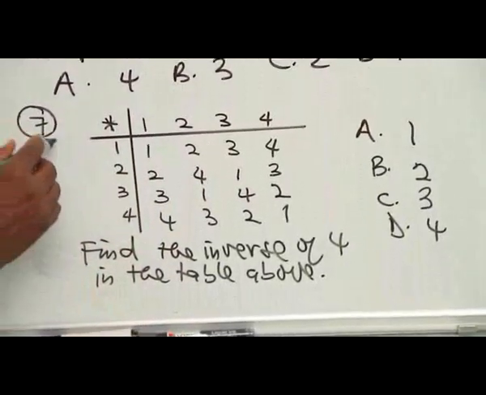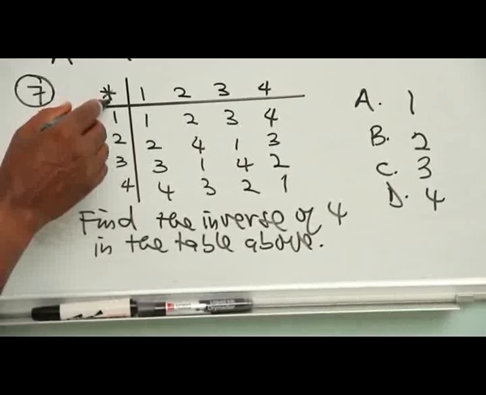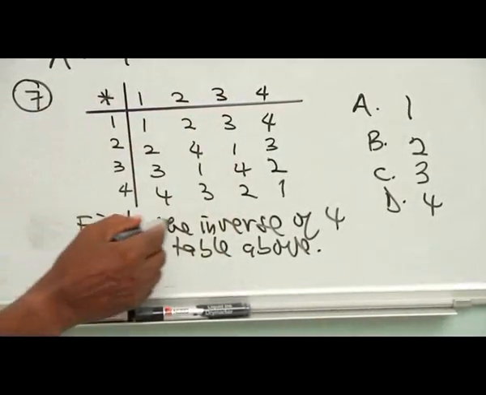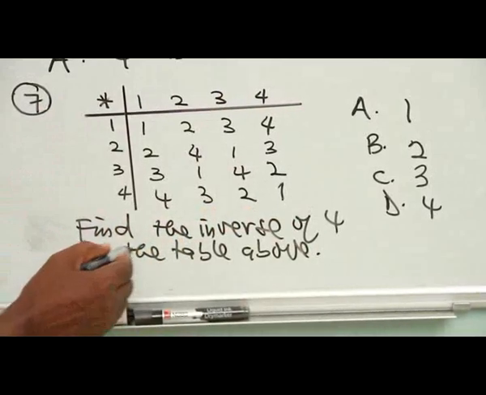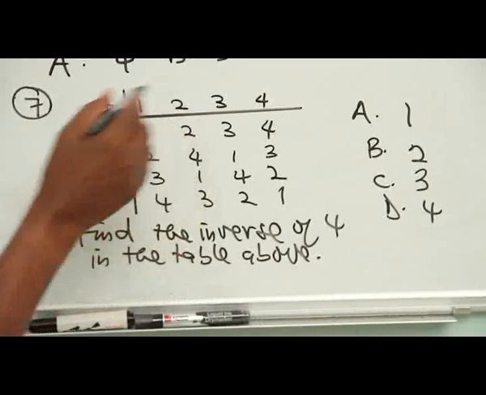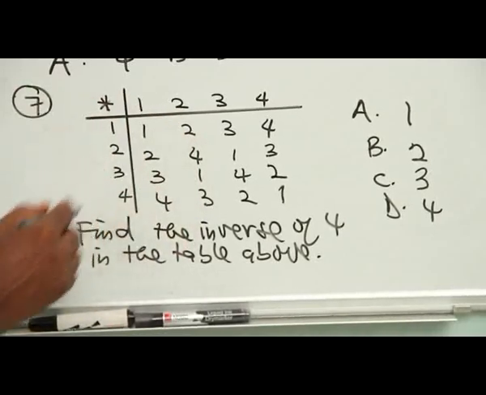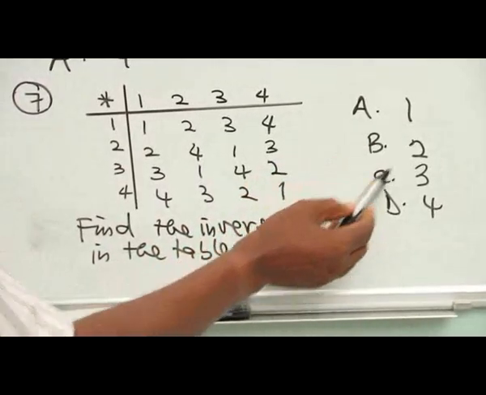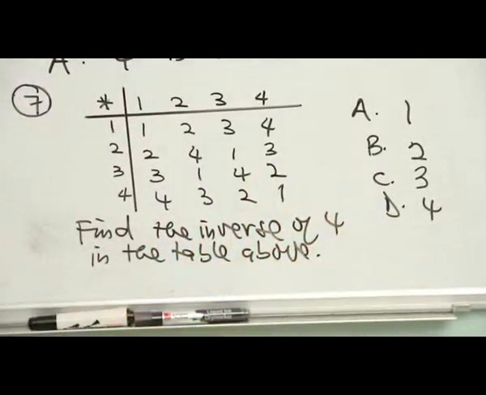And question number 7, another operator star is there, and we have the numbers and the charts here. Now find the inverse of 4 in the table above. The element 4 has an inverse. Find the inverse in this table. The answers are A, 1, B, 2, C, 3, and D is 4.